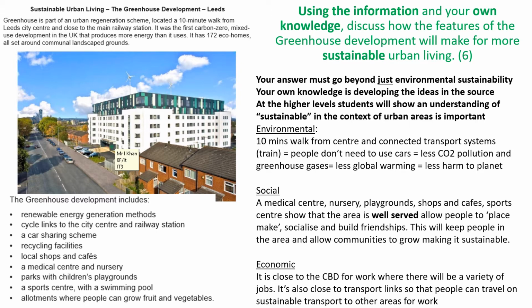Now there's other things that I could have talked about. I could have talked about the fact that development is carbon zero, meaning that it doesn't create any kinds of carbon dioxide. I could have said that it produces more energy than it uses. That would have been another great point to make in terms of environmental. I could have said that people are encouraged to grow their own fruit and vegetables on their own allotments, meaning that they're growing organic food and they're not buying it, having to travel to buy it from supermarkets as well. But remember, it's 6 marks. So we're looking for a good developed point for each section. So keep your work clear and don't try and overcomplicate things.